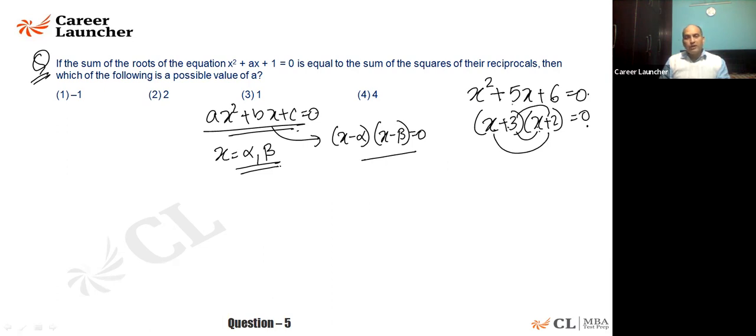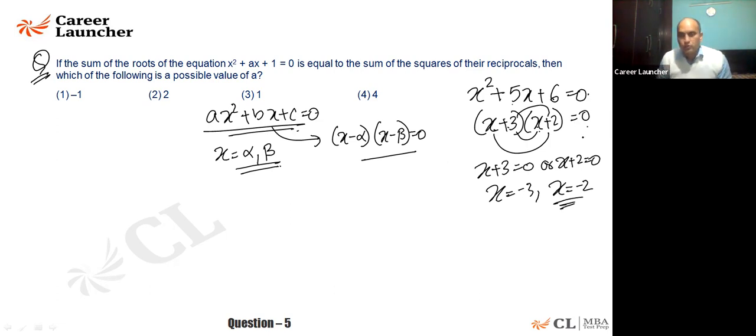So when the product of two values is equal to 0, listen to me. The product of two values is equal to 0, one of them has to be equal to 0. I'll say either x plus 3 is equal to 0 or x plus 2 is equal to 0. So I'll get x is equal to minus 3 and x is equal to minus 2. Is it fine? So there are two roots which are coming here. One is minus 3 and second is minus 2. Fine. This is how you find out the root.